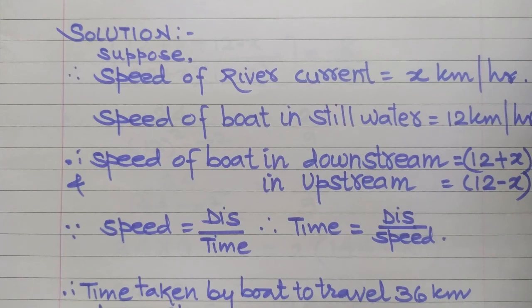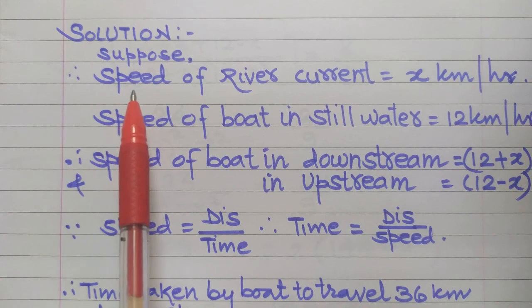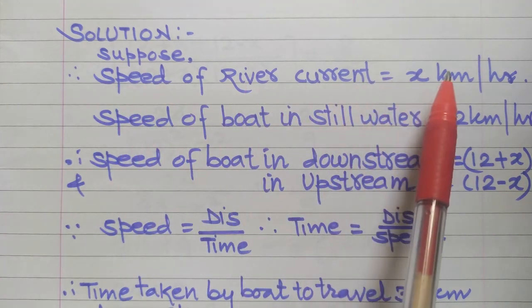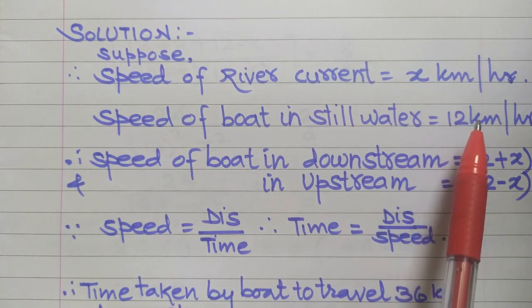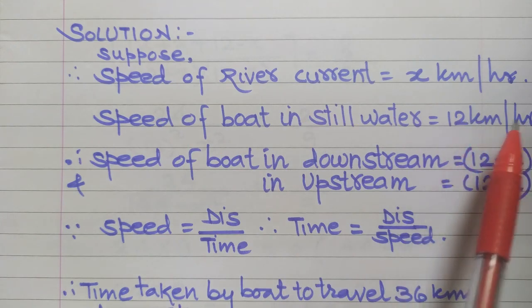So here we are in the solution. Speed of the river current is equal to x. Speed of boat in still water is 12 km per hour, which is given in the problem.